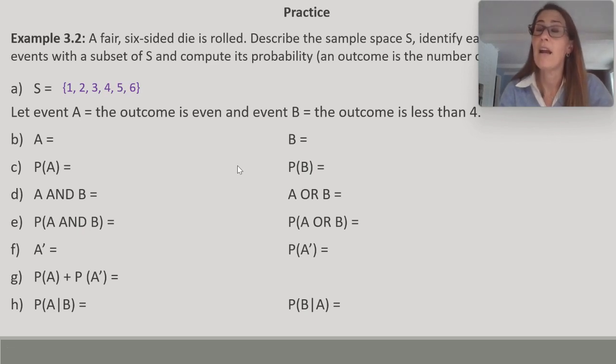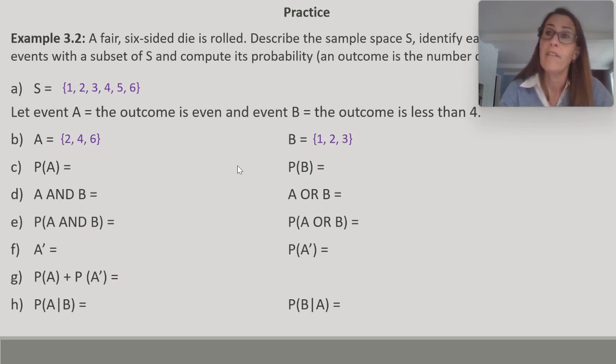So if we roll a die, our sample space consists of the numbers 1 through 6. So what is going to be in A? The outcome is even, so it would be 2, 4, or 6. B, the outcome is less than 4. So less than 4, make sure you read these problems carefully. So that's going to be 1, 2, and 3.